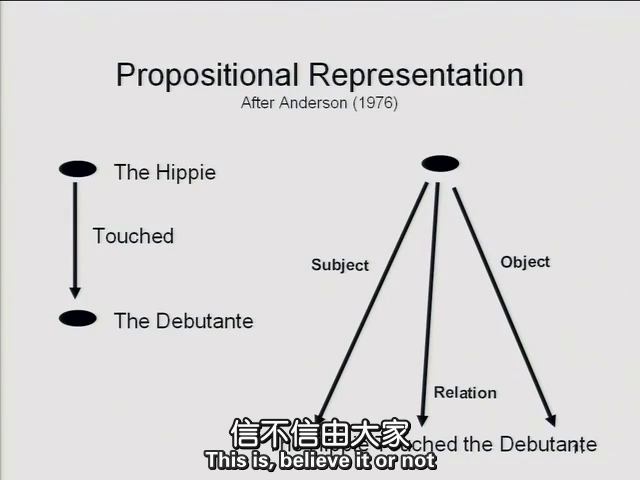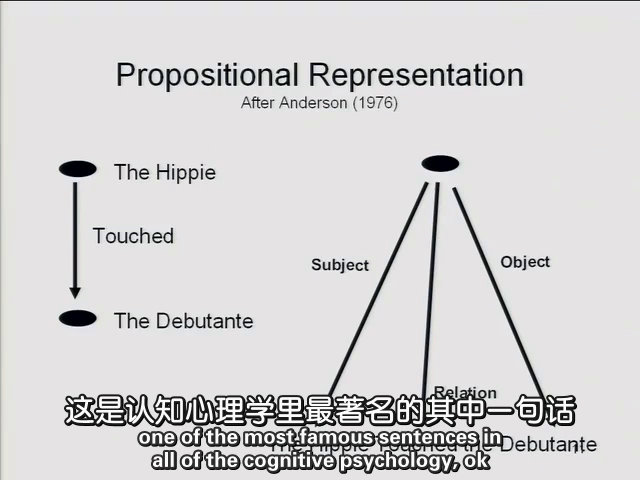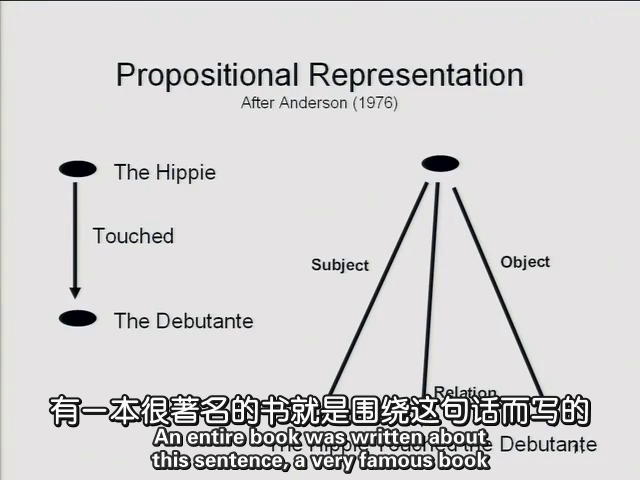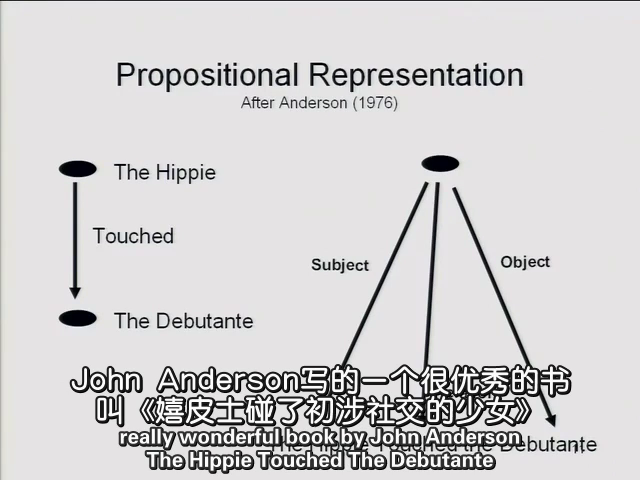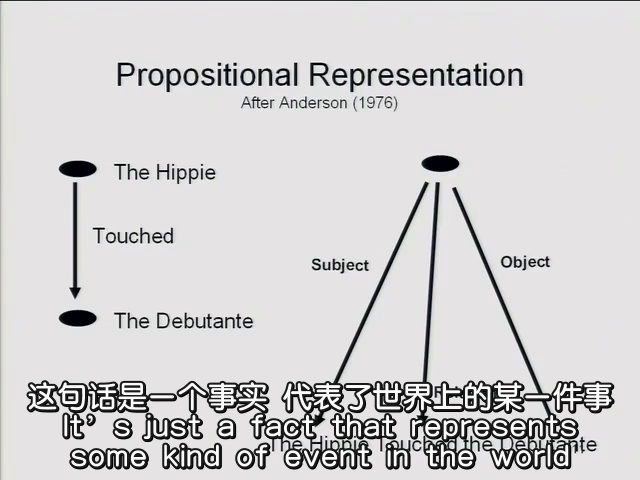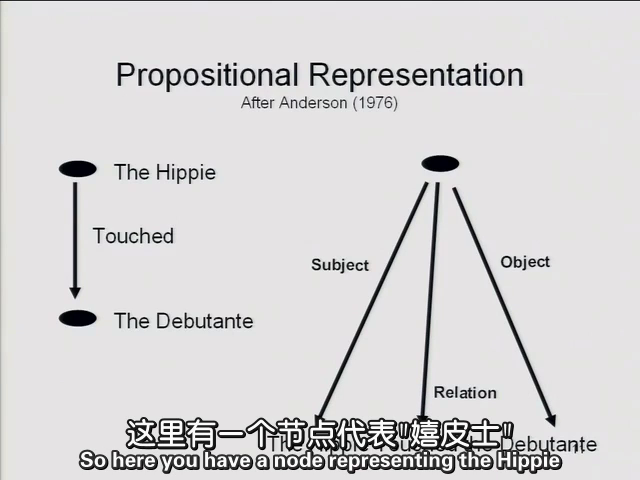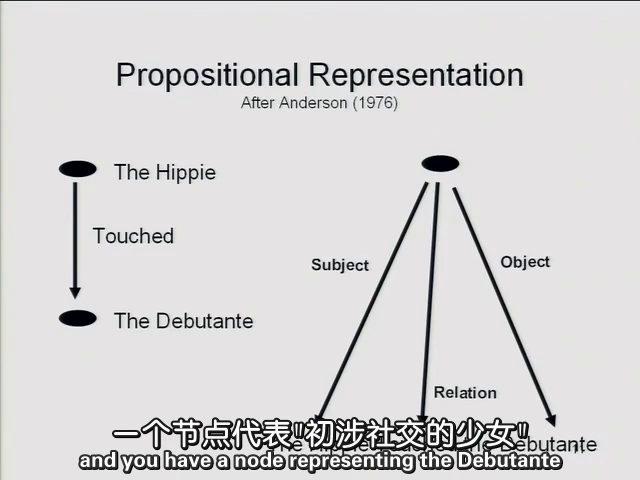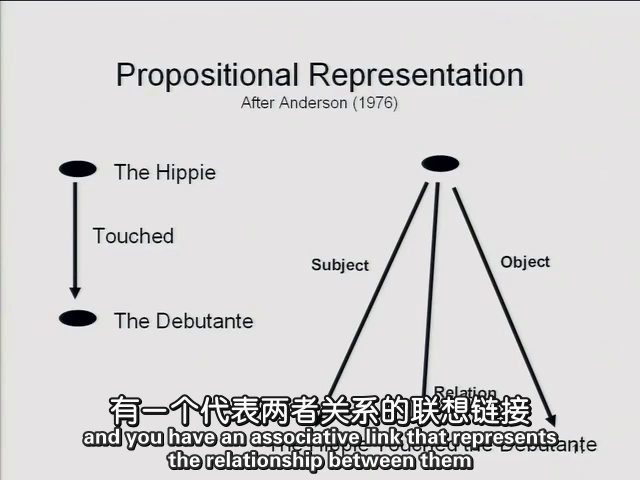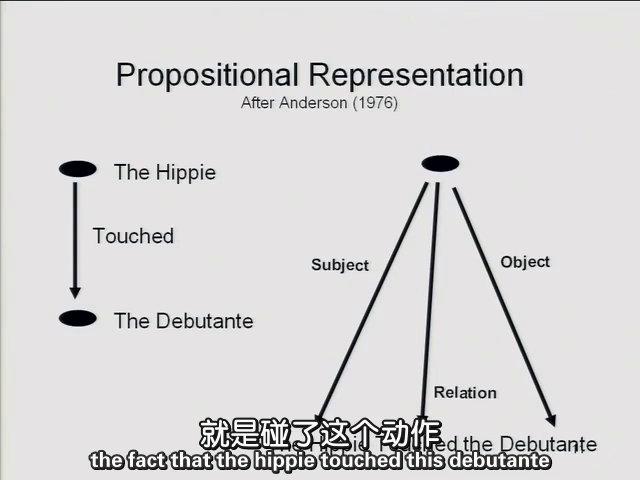This, believe it or not, is one of the most famous sentences in all of cognitive psychology. An entire book was written about this sentence. Very famous book, really wonderful book by John Anderson. The hippie touched the debutante. Just a fact, represents some kind of event in the world. So here you have a node representing the hippie, and a node representing the debutante, and an associative link that represents the relationship between them, the fact that the hippie touched this debutante.